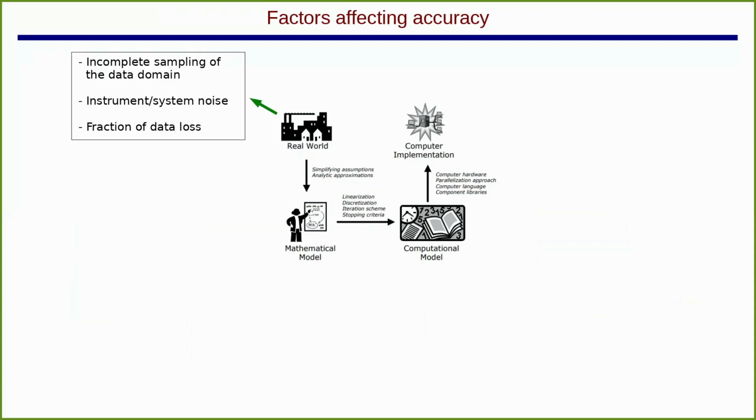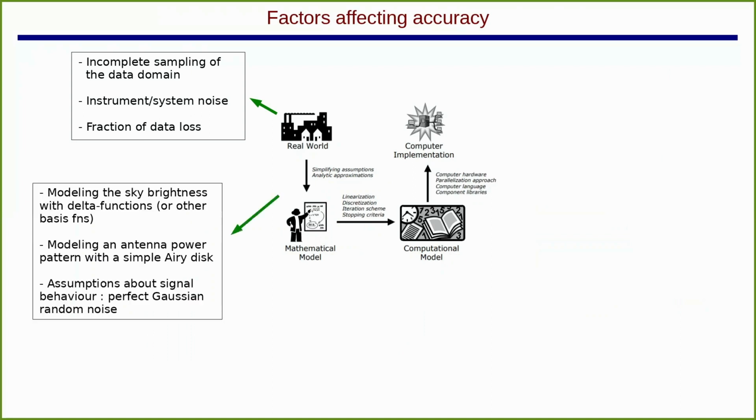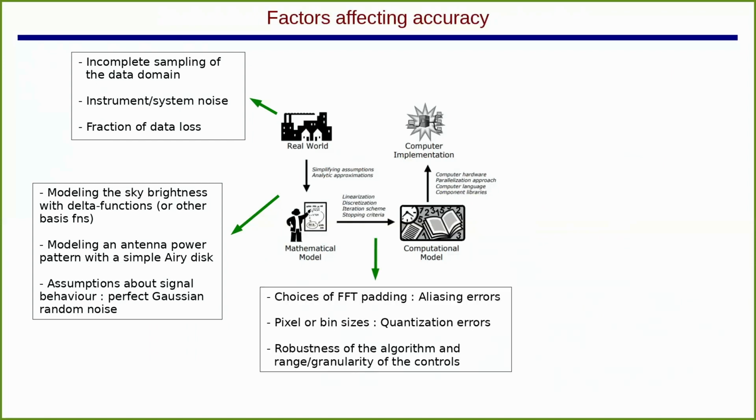In this case, it's just the physics of the incomplete sampling of the data domain. You have the instrument system noise and the amount of data that you can keep or lose. You have all of the models that you put in, which are the simplifying assumptions. For example, you model the sky distribution with a bunch of delta functions or wavelets, which is an approximation. You model instrument parameters differently, and you make an assumption that your noise is perfectly Gaussian.